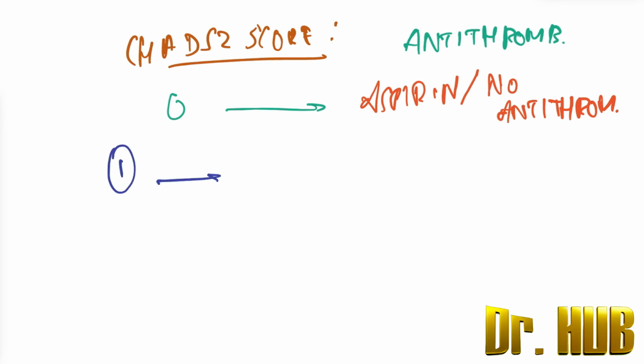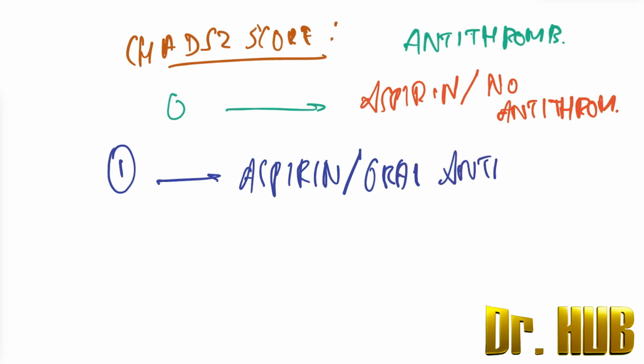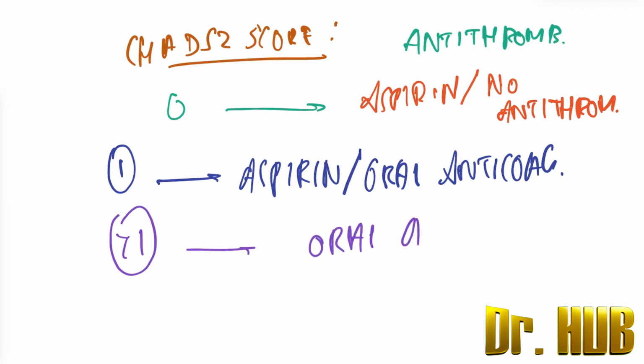Next, if you look at score 1, it means aspirin or the oral anticoagulant. Then when you go above score 1, it means the use of the oral anticoagulant. So 0 means aspirin or no antithrombotics, 1 means aspirin or oral anticoagulants, and greater than 1 means oral anticoagulants.